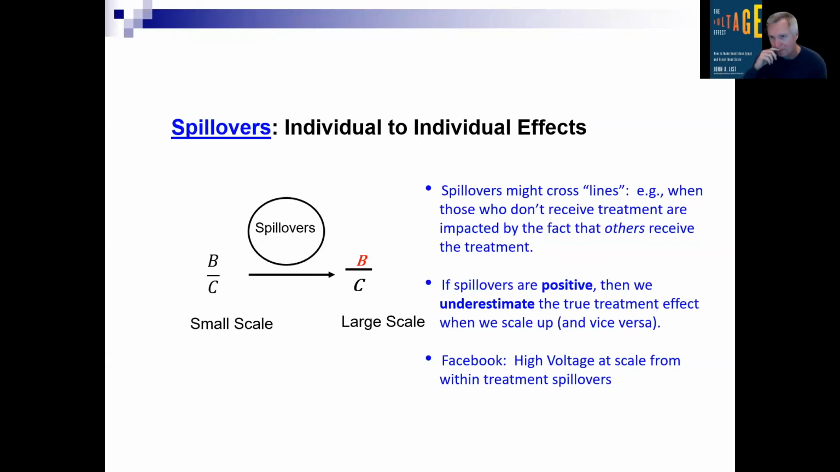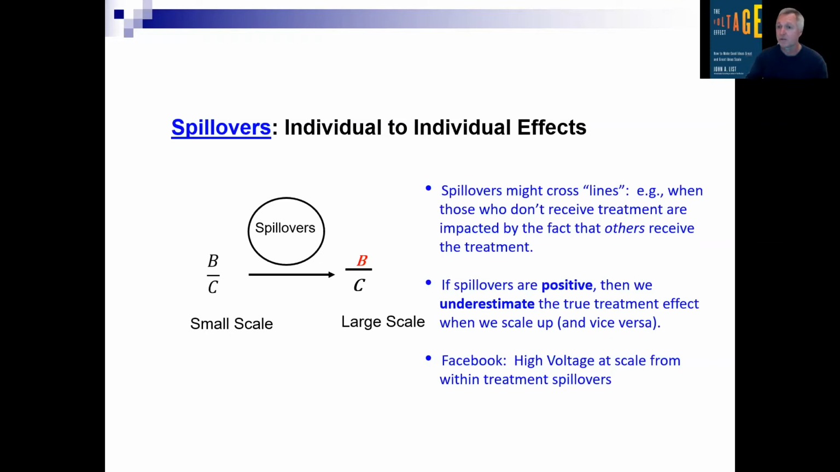But what happens with Facebook is, as more and more people use Facebook, that good or service actually gets more valuable because the network externalities become more and more important. So that's something that if we understand it, you want to scale more and more of those ideas. Might not look good in the petri dish, but because of spillovers, they look great at scale.